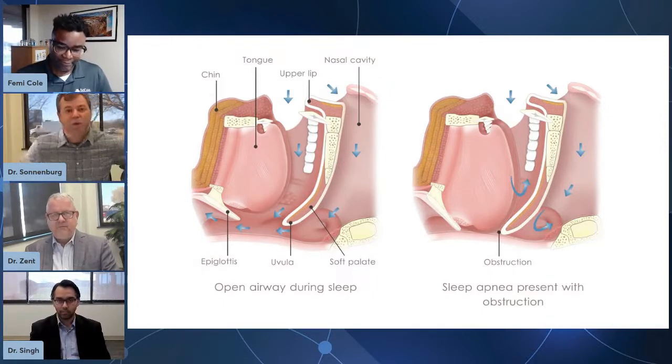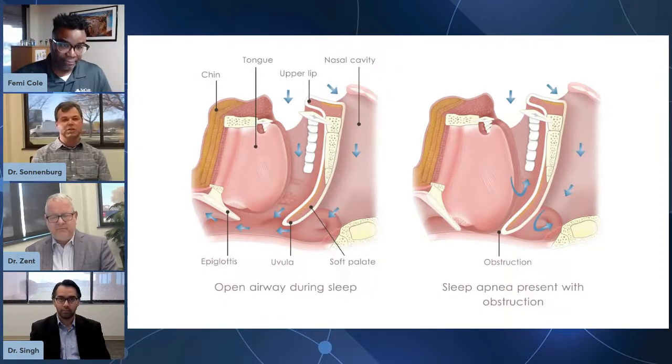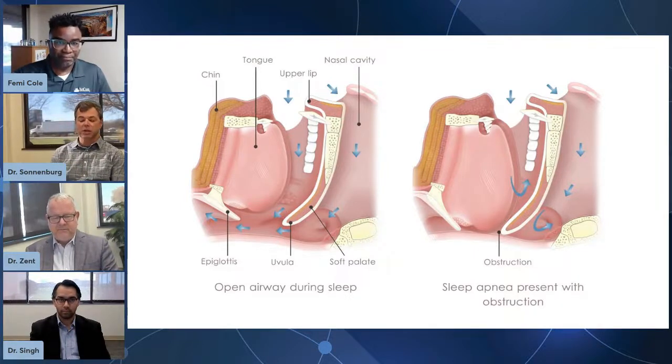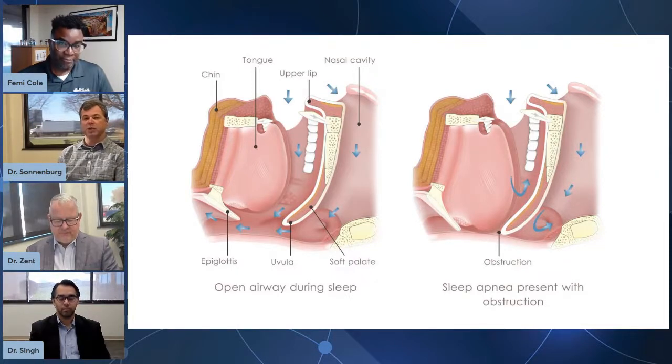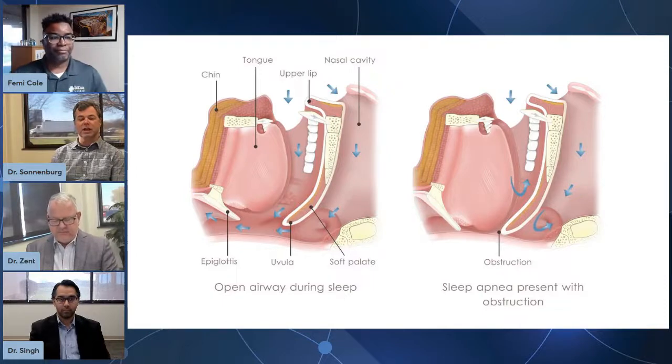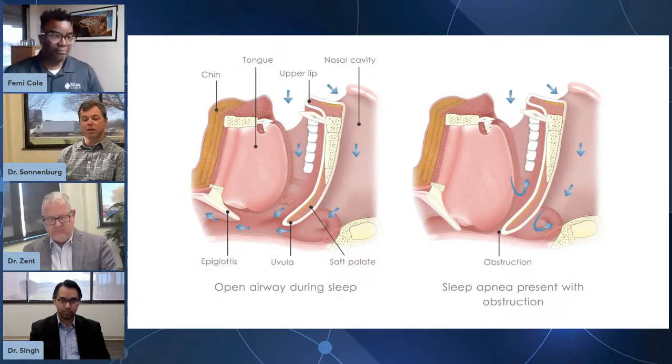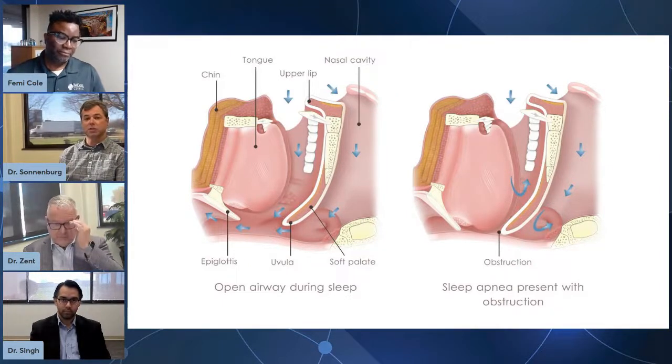Sure, thanks, Femi. This is an illustration specifically demonstrating obstructive sleep apnea. Normally when you're sleeping, we're in the situation on the left-hand side picture. Those blue arrows represent airflow. Air is entering the nose and the mouth, traveling down into the lower airways and eventually into the lungs. The structures in the upper airway, in the nose and the mouth and the throat, are open, and that's the normal situation.